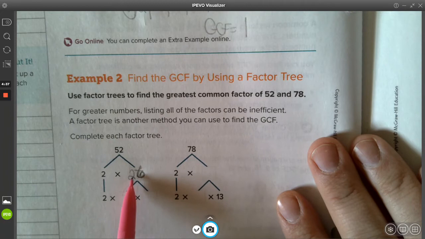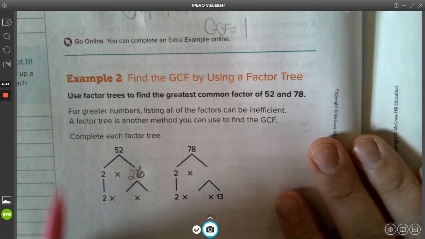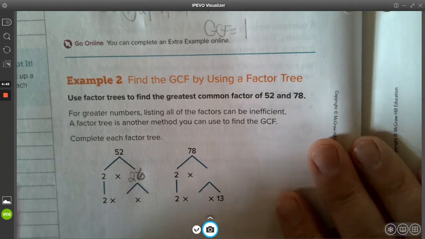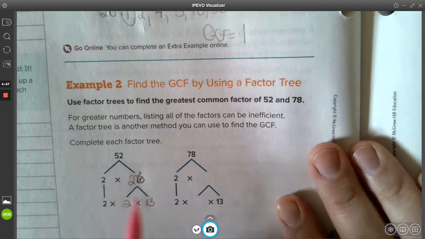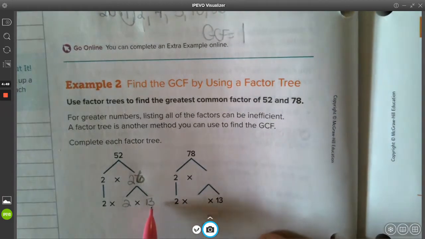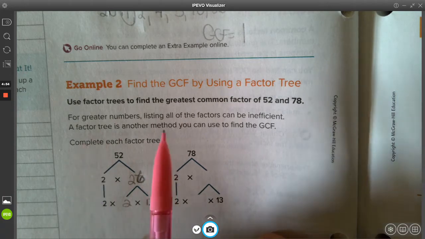Then we would say, what if we divided this again? We would get 2 times 13. So you get all the way down to a prime number. So here's a prime number. Okay, so let's take a look here.